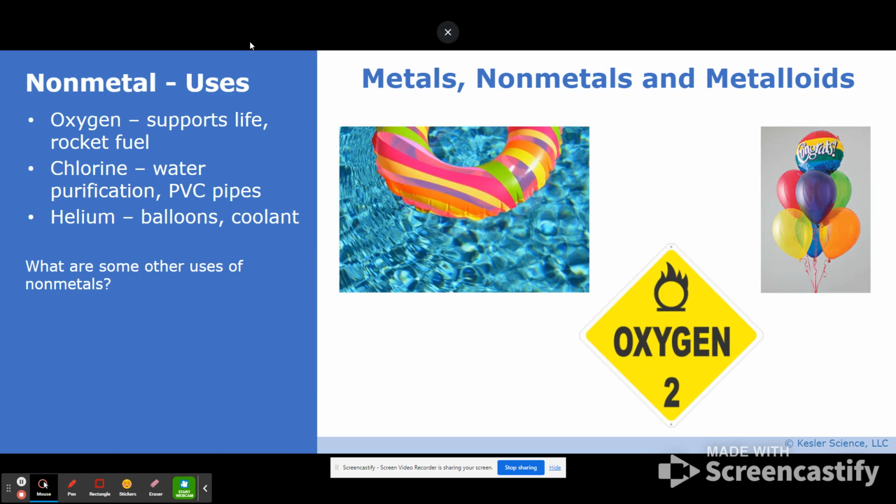All right, some uses of nonmetals. Oxygen, it supports life. It's also used in rocket fuel. Chlorine is a nonmetal. It's used in water purification, like in a swimming pool. And it's used to make PVC pipes. That's the white pipes. Helium, y'all know that's some fun stuff, helium balloons. And it's also used as a coolant.